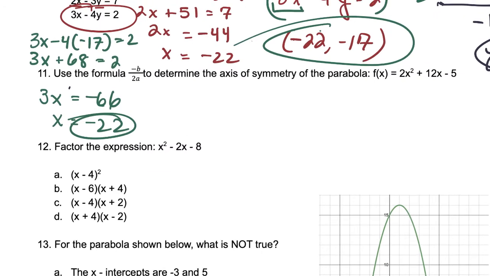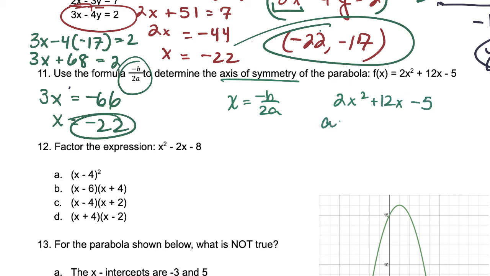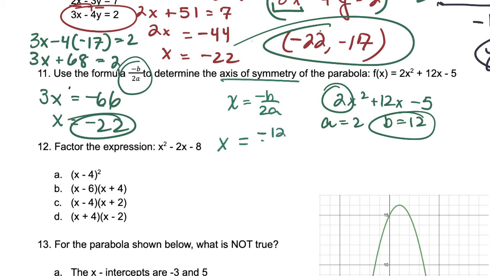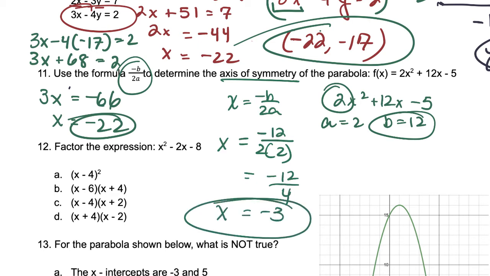Question 11 here. Use the formula negative b over 2a. We had that in class. That's to find the axis of symmetry of this parabola. Well, that's going to be easy because they already gave it to us in standard form. So we know a is 2 and b is 12. And we know c is 5, but we don't need that for this equation. So x equals the opposite of b, negative 12, over 2 times a. That's negative 12 over 4, which is x equals negative 3. There we are.